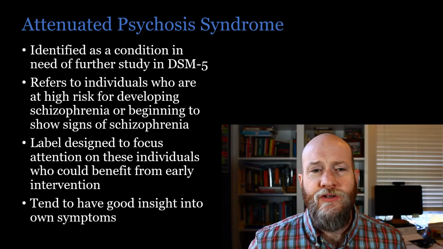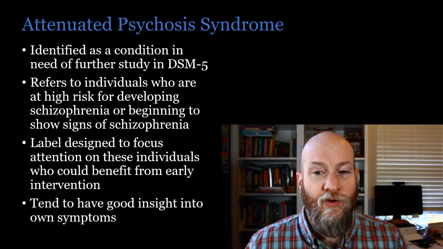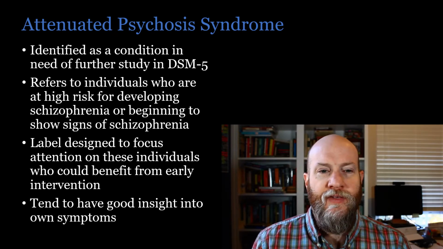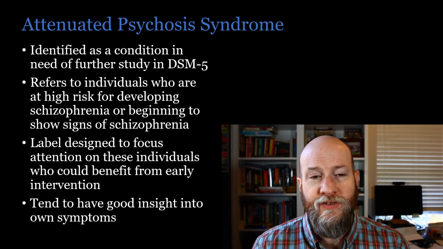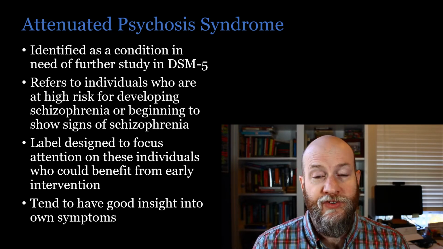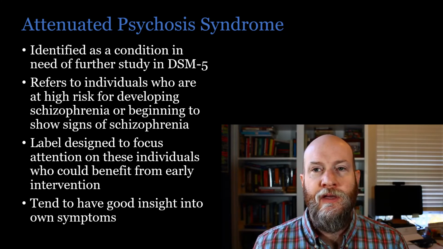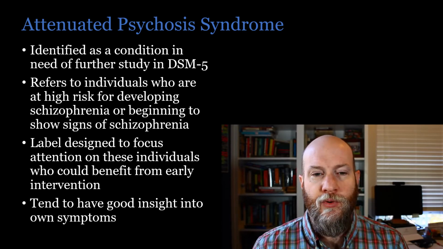A new condition identified in the DSM as needing more study, so this is not a full-blown diagnosis yet, is called attenuated psychosis syndrome. This is basically the idea of individuals who are at high risk for developing schizophrenia or beginning to show signs of schizophrenia. It is essentially an interim diagnosis that might be helpful in early identification of schizophrenia before the person has had a full psychotic break, for example.